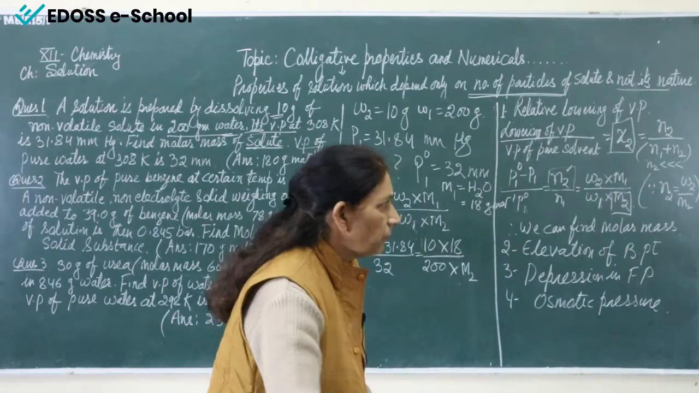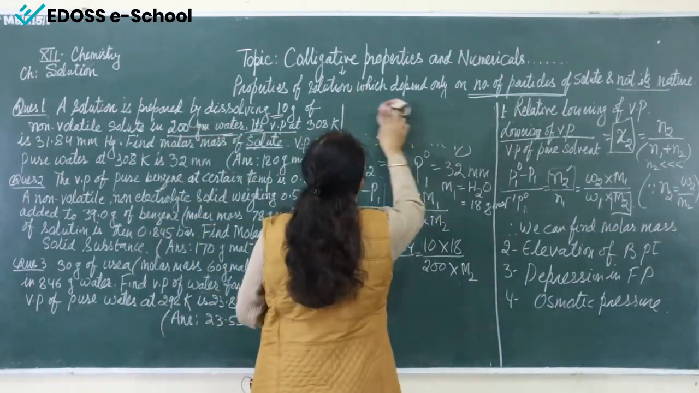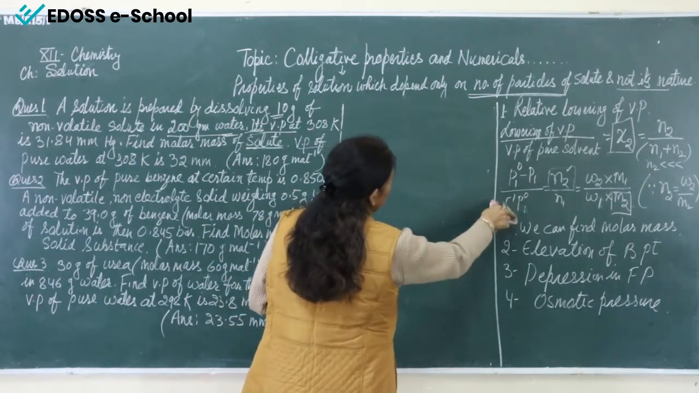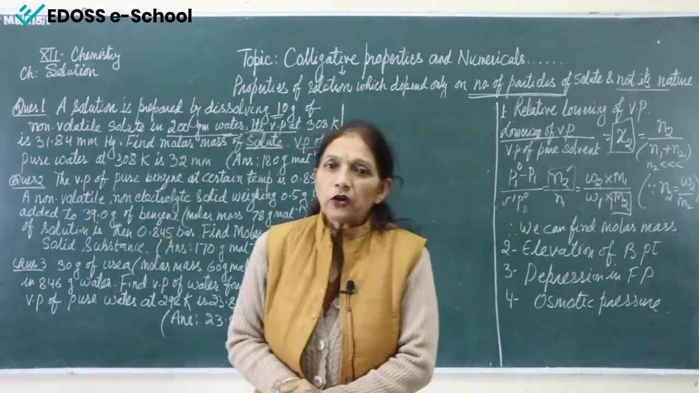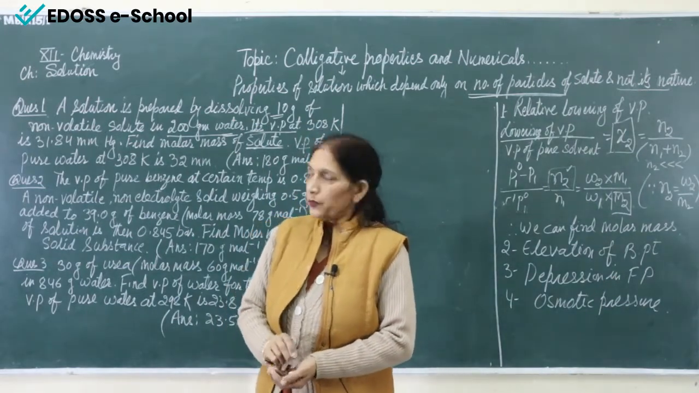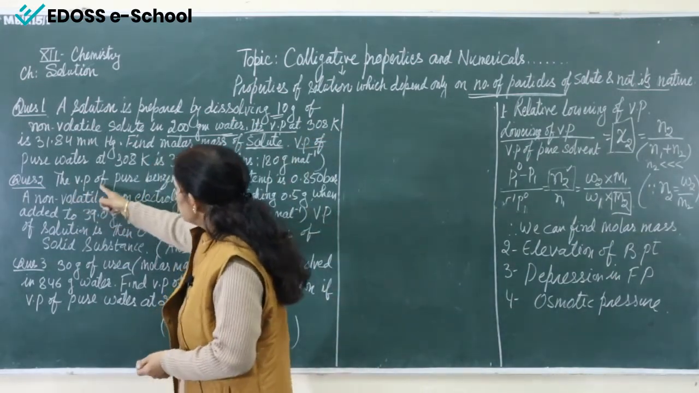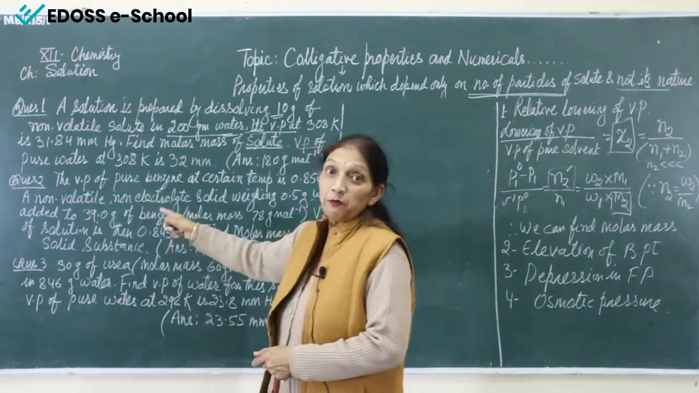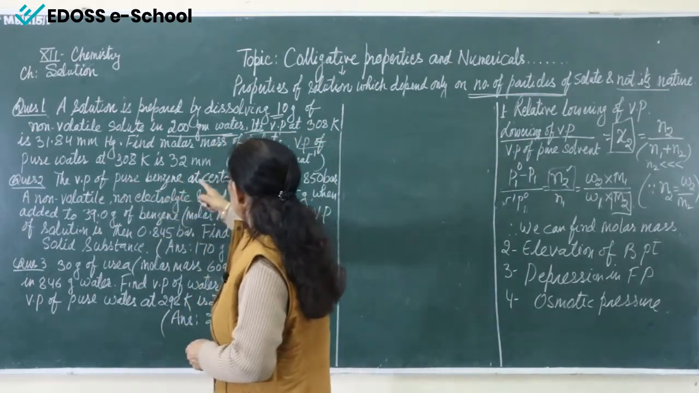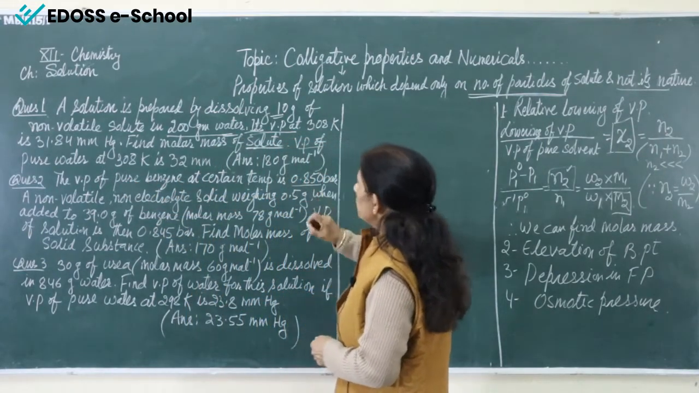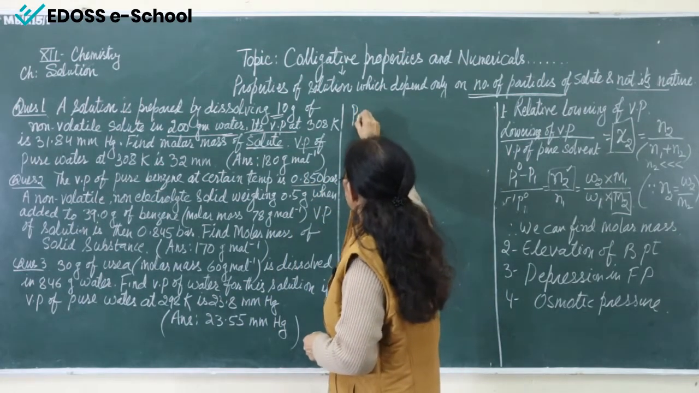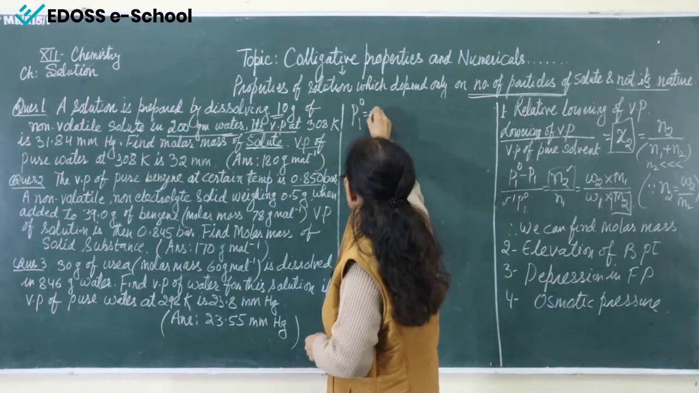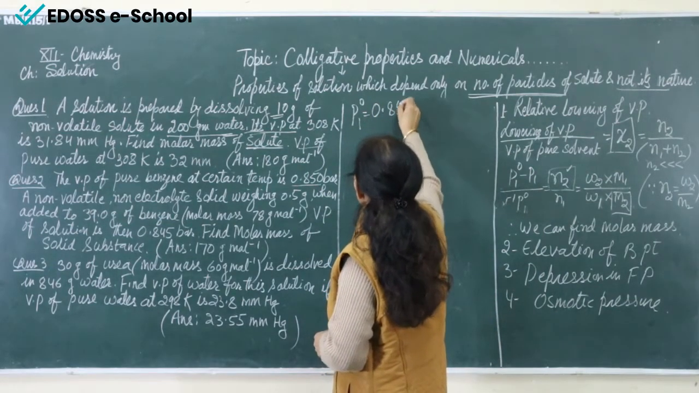Now see, same way. First of all, we will see what is given to us. Because if you write what is given, then it becomes easier for you to find which formula should be applied. Now see here, the vapor pressure of pure benzene. That means now the solvent is benzene. Of pure benzene at a certain temperature is this. So what is 0.850? This is P1 naught. This is the vapor pressure of pure solvent. So this is given to you, 0.850 bar.